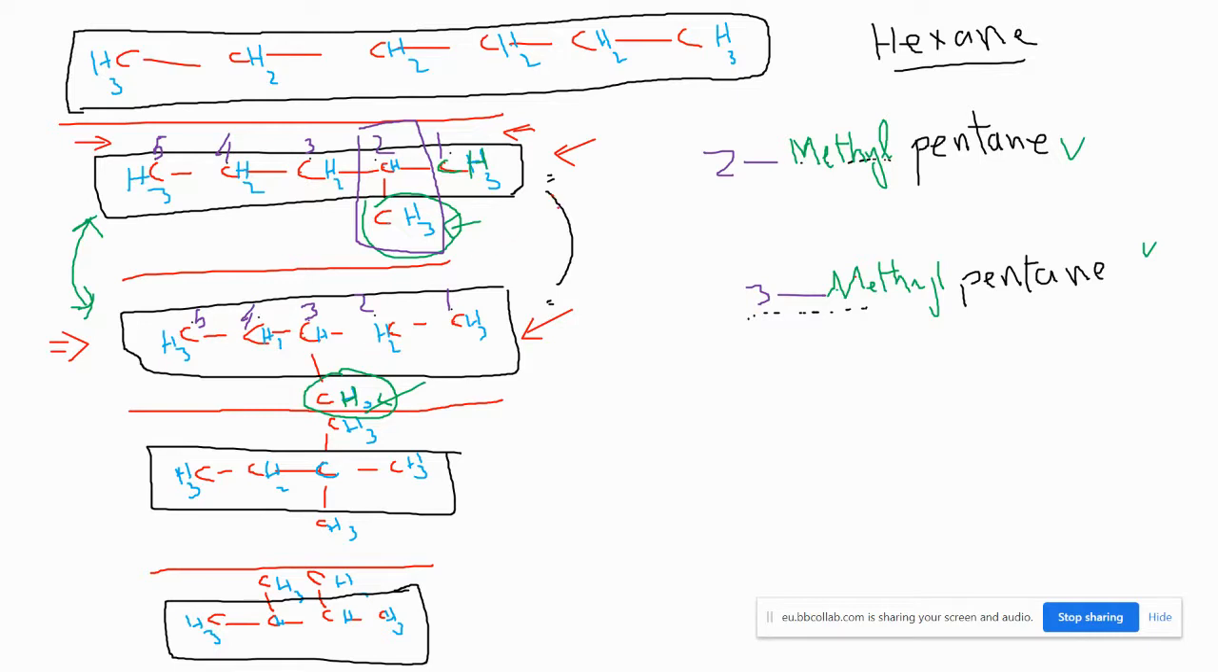What is the difference between these two structures now? The position of the methyl group. This is methylpentane, we know it. This is methylpentane. But here the methyl group is attached to carbon number 2. That's why we write 2-methylpentane. Here the methyl group is attached to carbon number 3. That's why we call it 3-methylpentane. You got it now? Yes, teacher. So we'll write 2-methylpentane, 3-methylpentane.